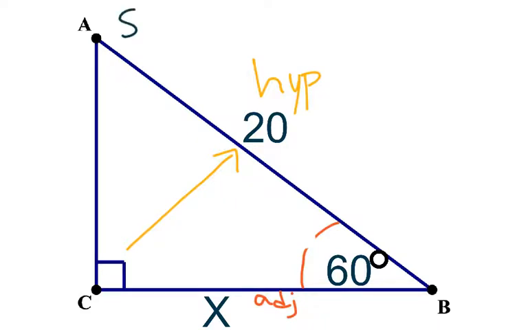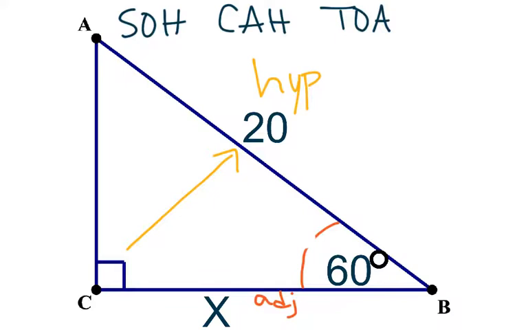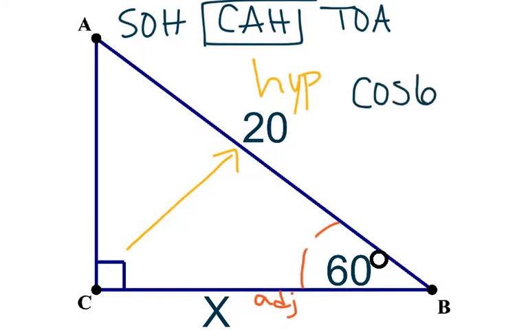So when I think about some old hippie caught another hippie tripping on acid, the only one that deals with adjacent and hypotenuse is the cosine. So I'm going to set it up. Cosine of the angle equals adjacent over hypotenuse. Caught another hippie. Cosine is adjacent over hypotenuse. Okay, so cosine 60 is just a button on the calculator, and it's 0.5 again.